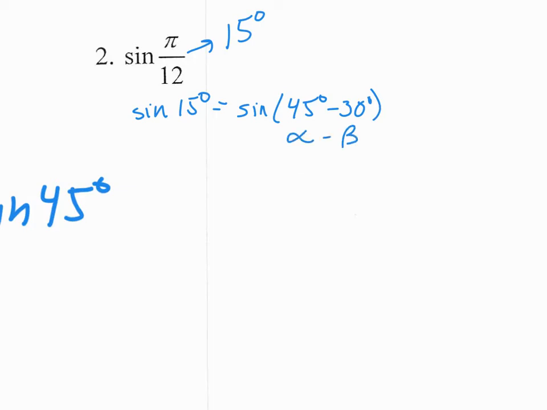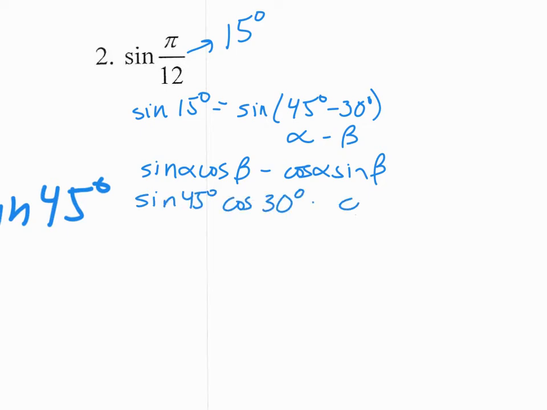Okay, now I don't have my formulas on my screen, but just look. Sine of alpha minus beta looks like this: sine alpha, cosine beta, minus cosine alpha, sine beta. And for this particular problem, alpha is 45 and beta is 30. So I'll rewrite this with 45 and 30 now. Sine 30. Okay, same thing.